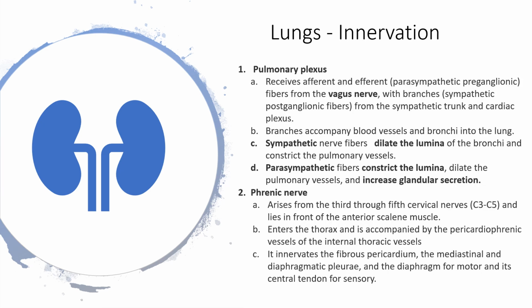Lastly, about pulmonary innervation. First is the pulmonary plexus, which receives afferent and efferent or parasympathetic preganglionic fibers from the vagus nerve with branches, sympathetic postganglionic fibers from the sympathetic trunk and cardiac plexus. It has branches that accompany the blood vessels and bronchi into the lung, sympathetic nerve fibers that dilate the lumina of the bronchi and constrict the pulmonary vessels.